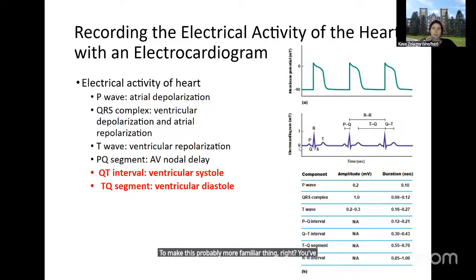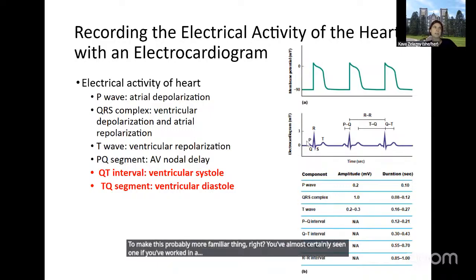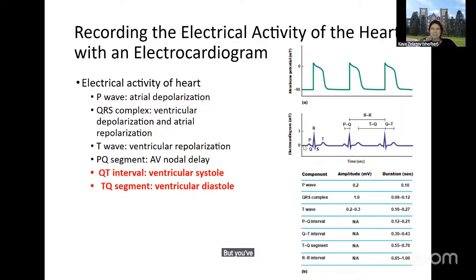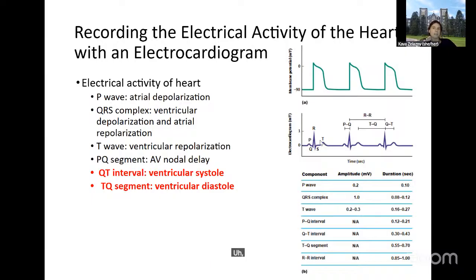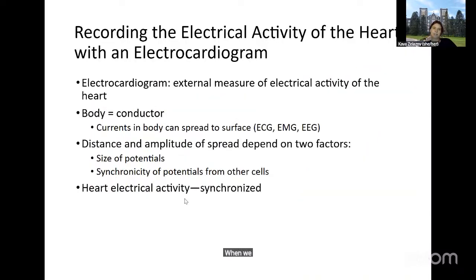You've almost certainly seen one if you've worked in a healthcare setting in some type of clinic, but you've also seen these on TV, right? You see these things in TV shows all the time when something dramatic in a hospital is happening. So this is what the recordings we read as clinicians end up looking like. These different peaks and valleys correspond to different parts of the electrical activity of the heart, because when we say that heart electrical activity is synchronized, it is like stuff is working together all at once.